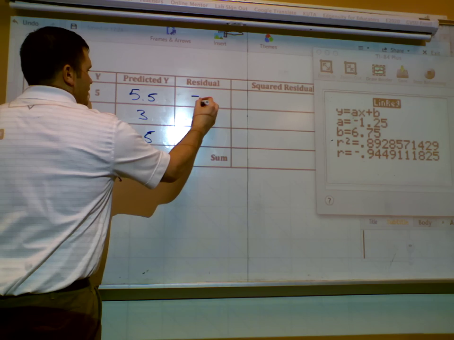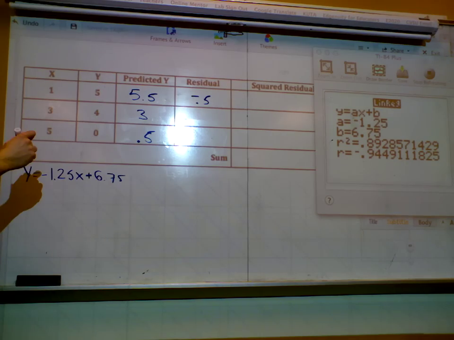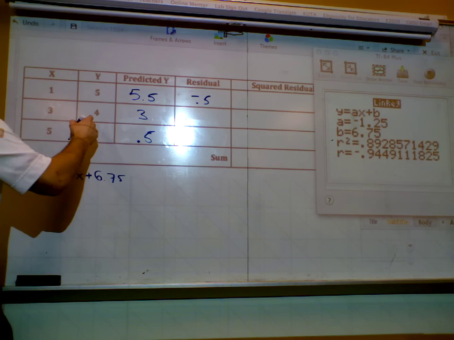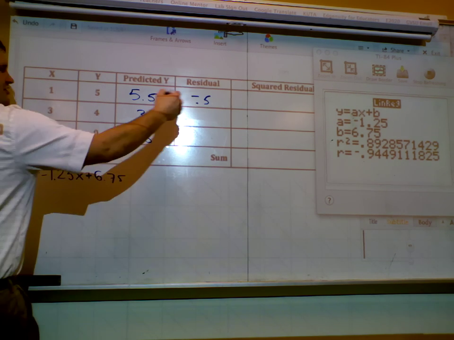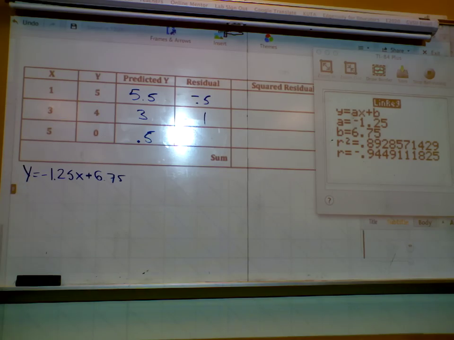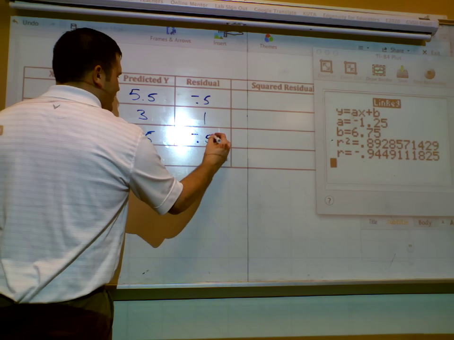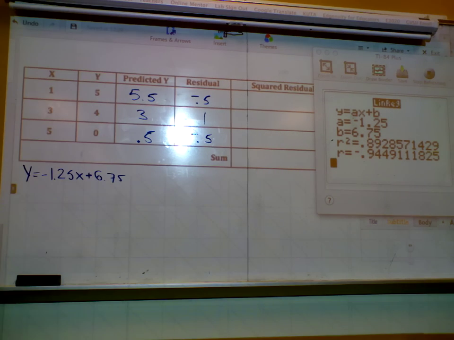Good. Negative 0.5. We get residual by subtracting these two, right? Faith, second one. Nope. 4 minus 3 is 1. Okay. And Long, what did you get for the last one? Negative 0.5. Good. Justin, you with us? Okay. So are those residuals right?